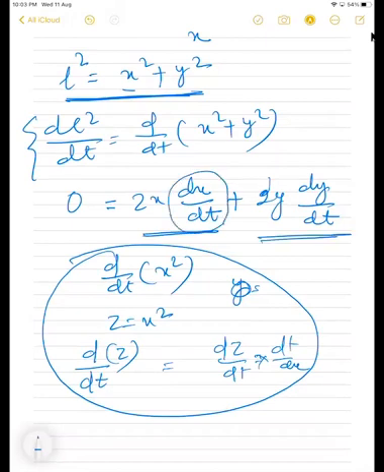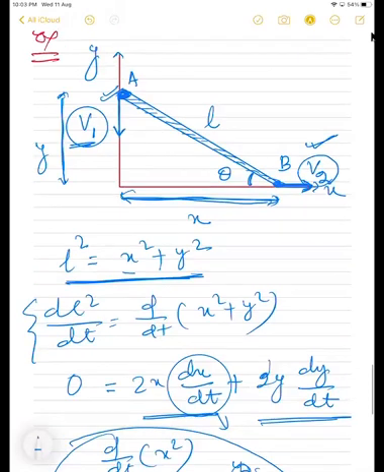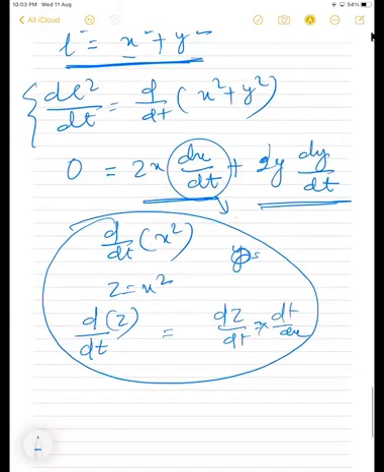And friend, this dx/dt is what? The velocity of the second one, how x is changing. That is v2, right? And what is dy/dt, students? v1, correct? Yes or no? Yes, sir. Correct or not, students?